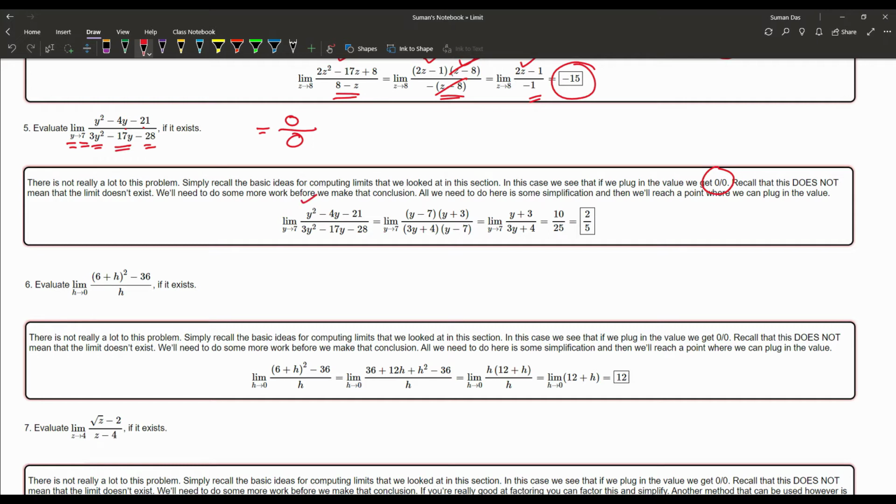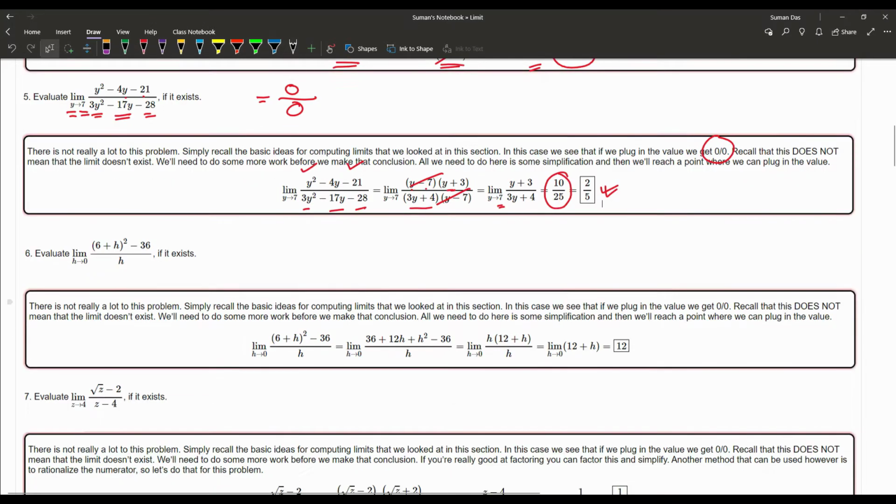The numerator y square minus 4y minus 21, after factorization, gives the factors y minus 7 into y plus 3. And the denominator 3y square minus 17y minus 28, we are getting the factors as 3y plus 4 into y minus 7. So we are cancelling the y minus 7 here. So the function is now y plus 3 upon 3y plus 4. Now put the value of y equal to 7 in the place of y and we are getting the result as 10 by 25, and after simplification we are getting the result as 2 by 5.